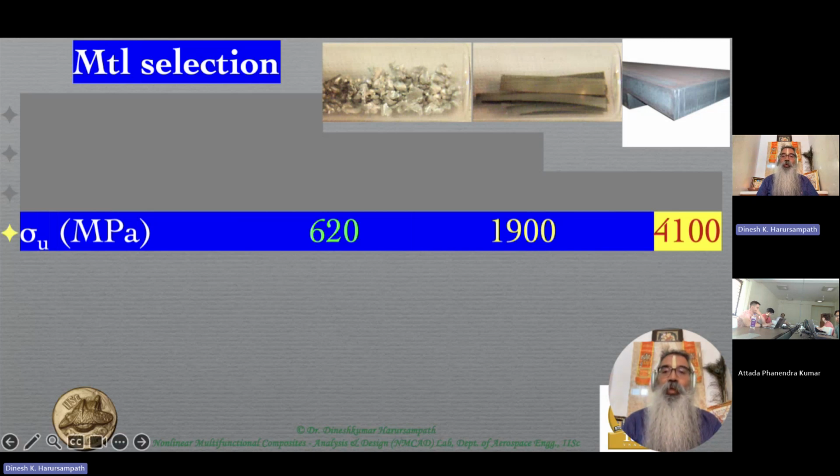Next is titanium alloys. So a ballpark value for that is 1900 Newton per millimeter squared as the ultimate tensile strength. So you already see almost 3 times, or a little more than 3 times, the aluminium.